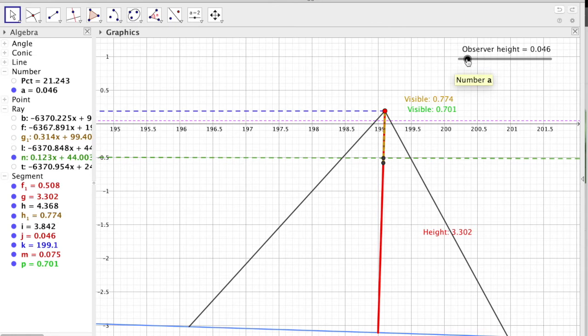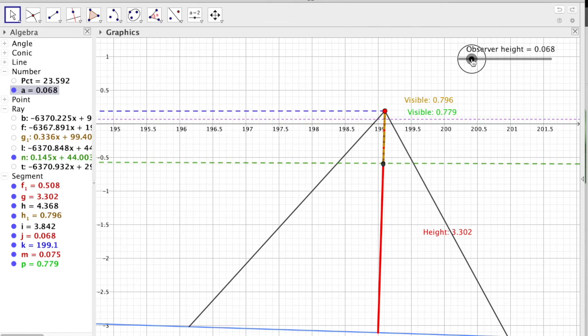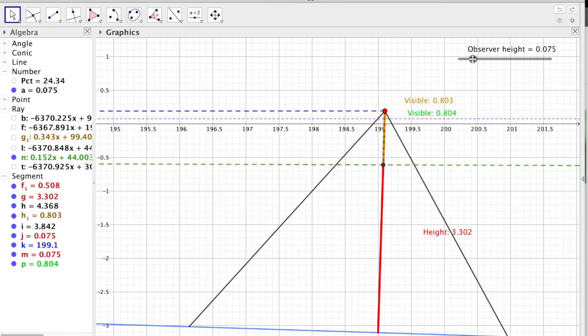Now, things will change if we change the observer height. So let's go up to 75 meters. We now see that these 2 points coalesce, so to speak. And we'll look at why in a few seconds.